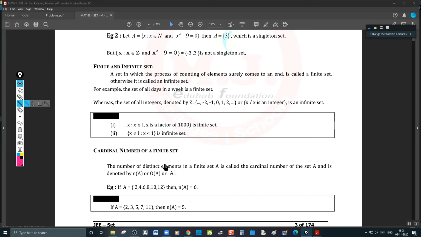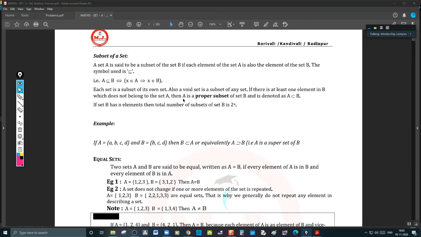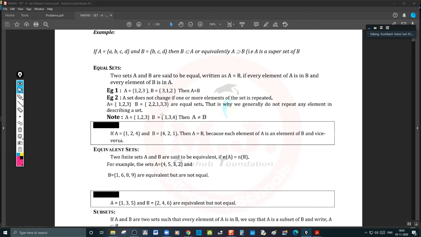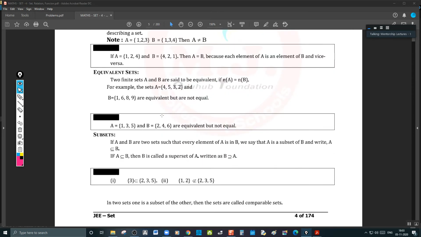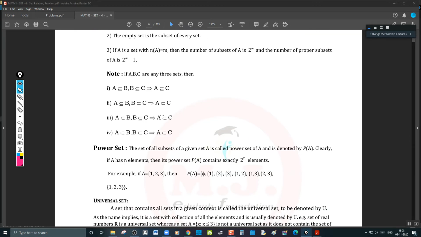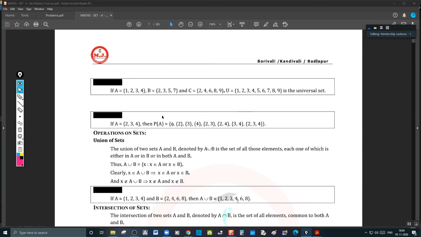Finite and infinite set, cardinal number of a finite set. And subset of a set, just now we have discussed it. And then equal sets, equivalent sets. Every equal set will become equivalent, but every equivalent set need not become an equal set, isn't it? For equivalent sets, the cardinal number is the same. Similarly, subsets, and power set, universal set. And all this we have seen.